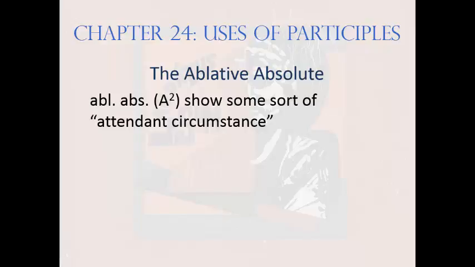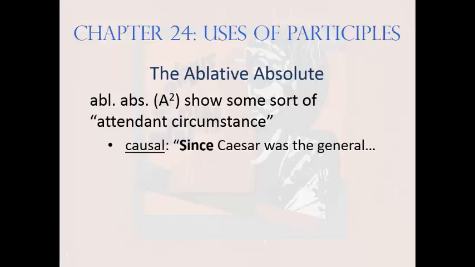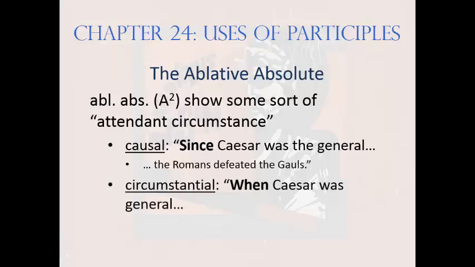So what are the implications of those attendant circumstances? Well, an ablative absolute like "with Caesar as general" can imply cause. Thus, interpreting that ablative absolute as "since Caesar was the general" makes sense, particularly if the main sentence goes on to say something like, "the Romans defeated the Gauls." But in other circumstances, an A squared may merely show circumstance, not cause, in which case it's best to translate this A squared as "when Caesar was general, Rome experienced civil turmoil" or something like that.